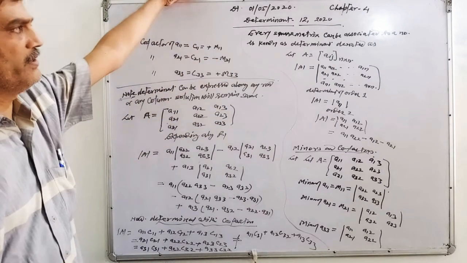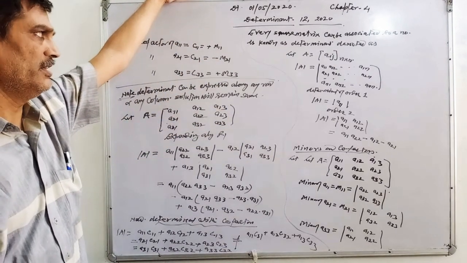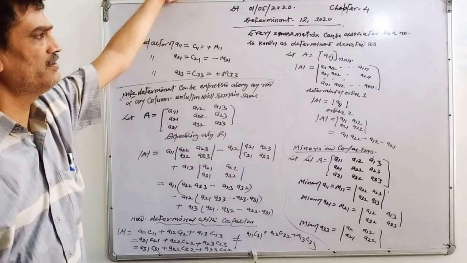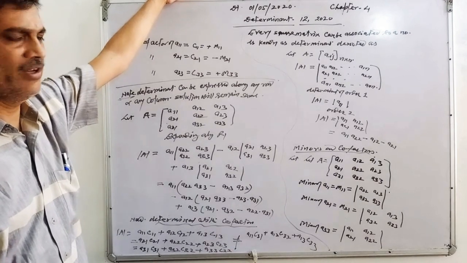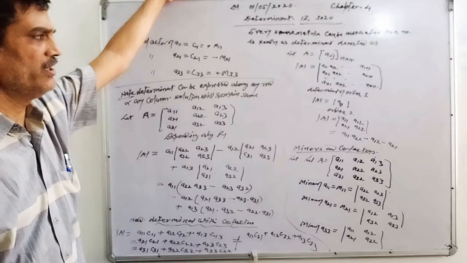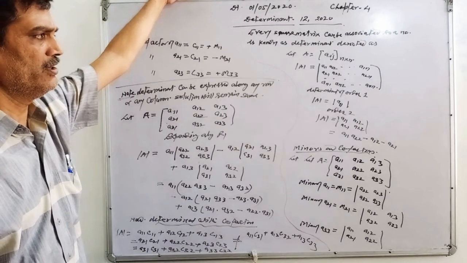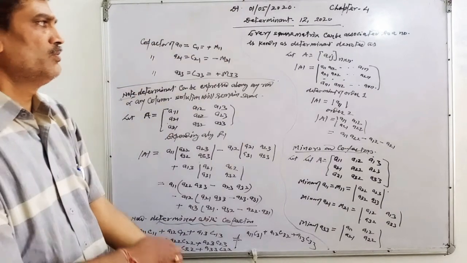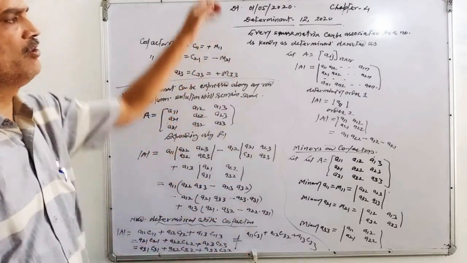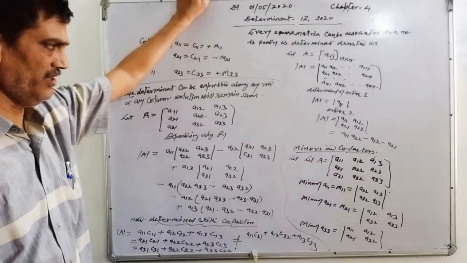What is the difference between matrix and determinant? A matrix is simply an arrangement. In a matrix, a number of elements or quantities are arranged in rows and columns, but a determinant has a solution. So we can find the determinant of only a square matrix.